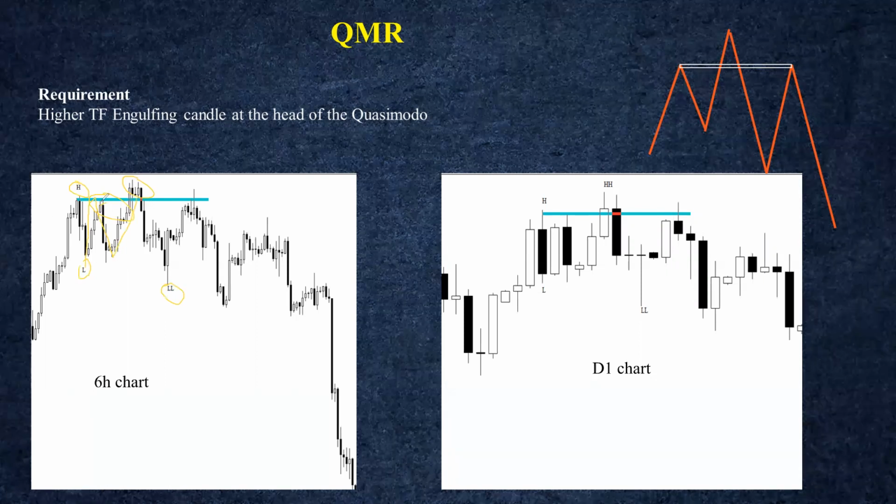So you mark the level, and then when you change to a higher time frame, you see that at the head we have an engulfing there. So we have an engulfing pattern here. Without this engulfing pattern, we don't want to take this particular trade. So that's one of the confirmations.